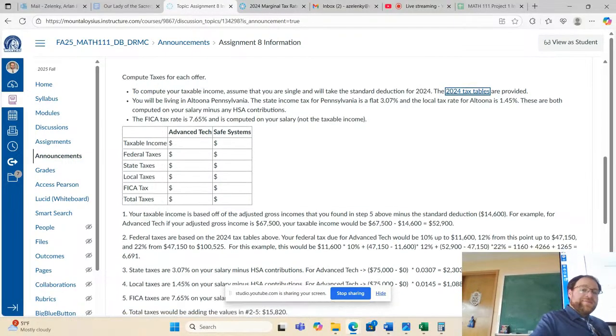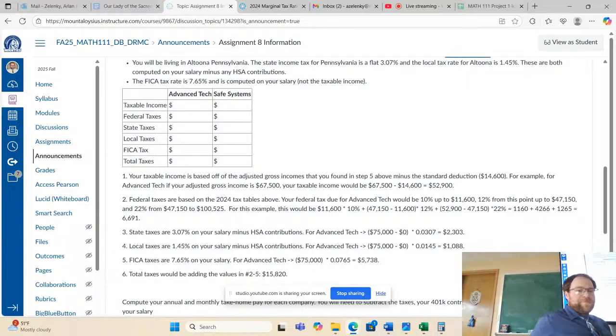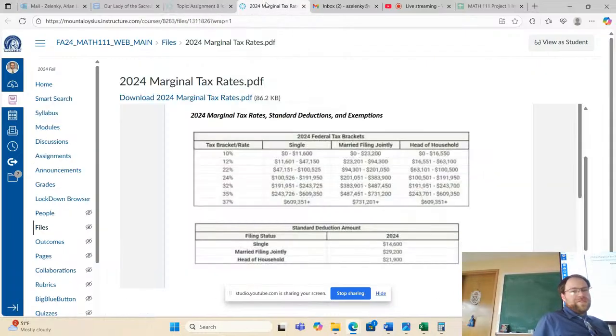So the idea here, in this example for Advanced Tech, the adjusted gross income was 67,500. You can deduct the standard deduction, which in this tax table is going to be the 14,600 number. Where do you get that from? The 14,600 number? Oh, right there, okay. Yeah, that's going to be the standard deduction amount from this tax table. So that's what goes in the federal taxes.